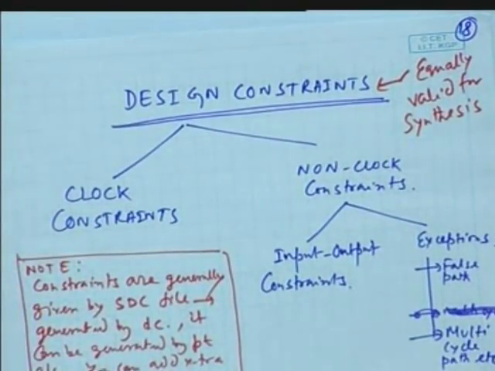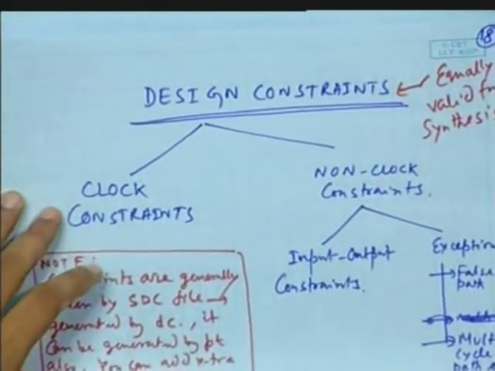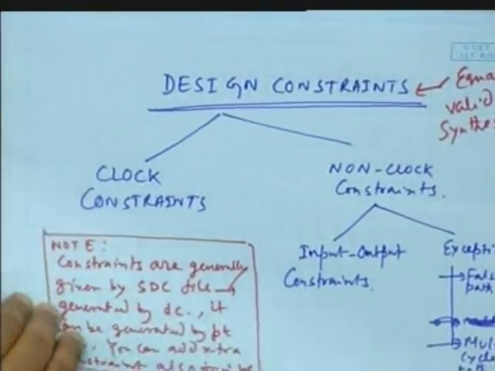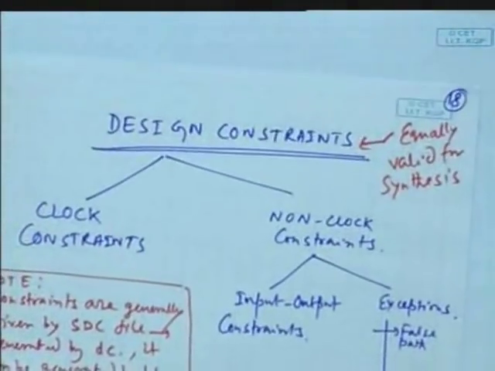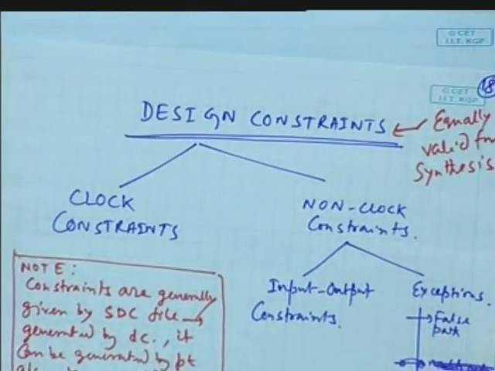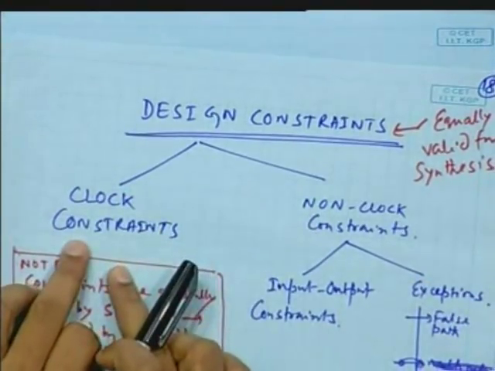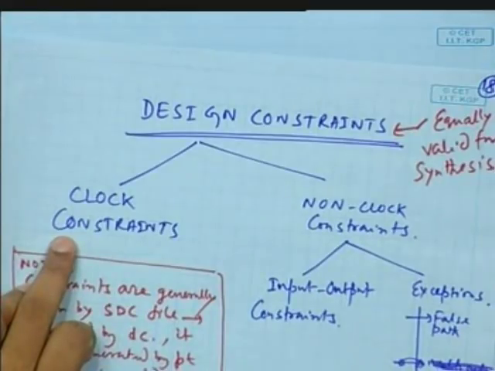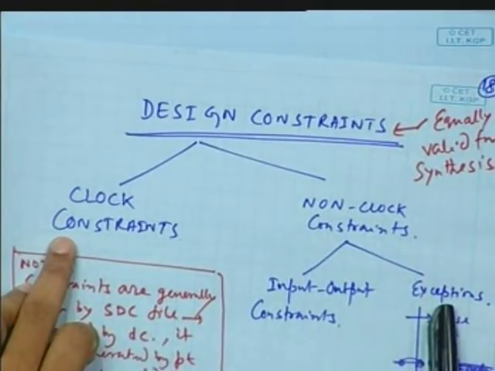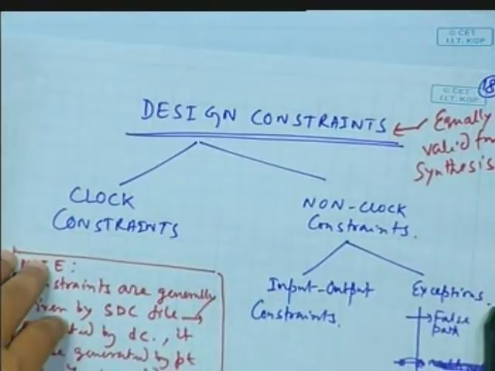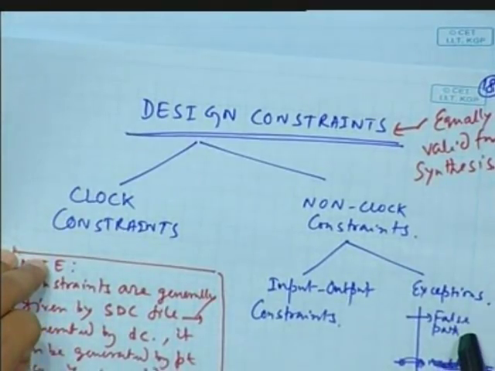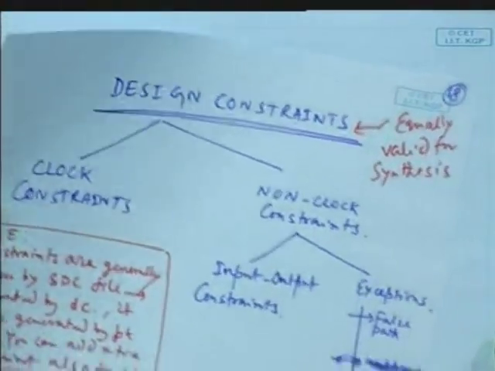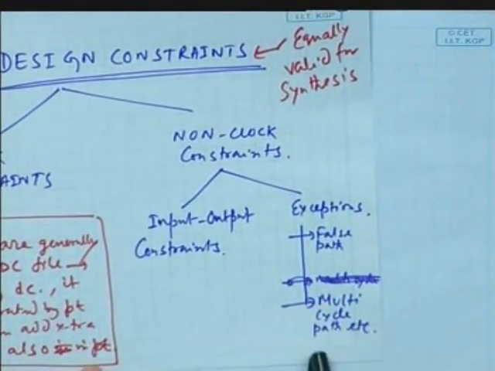So what are the design constraints? These design constraints I said earlier are equally valid for the synthesis also. So generally, for your own benefit actually, I have broken up in two types of constraint. One is clock constraints, other one is non-clock constraints, okay? Clock constraints I will be talking about sometimes, and non-clock constraints I have broken up as input-output constraints. And there will be some kind of exceptions. What are those exceptions? Exceptions are like false path, multi-cycle path, etc. Okay?